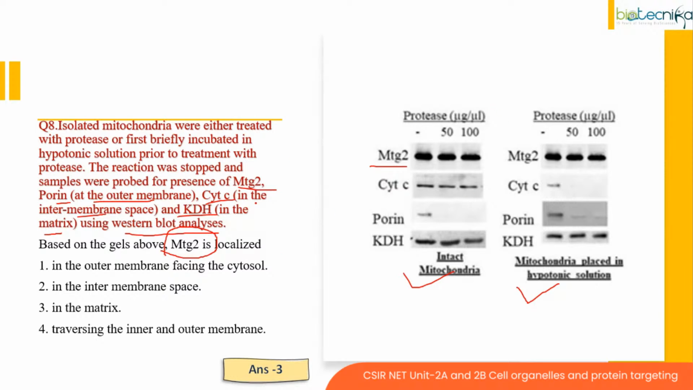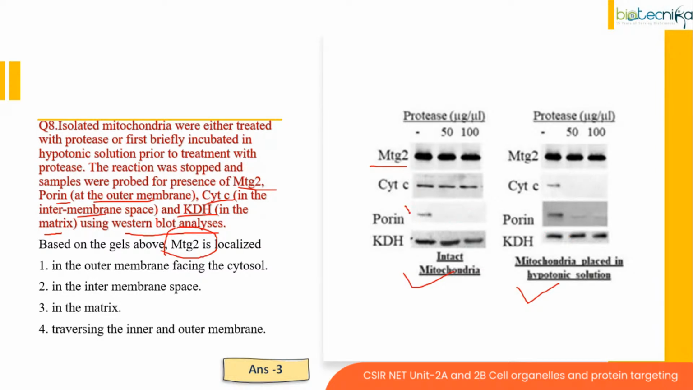It is matrix. So how did you identify that this is a matrix-based protein? The thing is that here it is mentioned KDH, right? KDH is present where? In the matrix. So if you see the KDH, which is present in the intact mitochondria as well as the mitochondria placed in the hypertonic solution, almost the bands are visible. So the protease has not attacked over here.